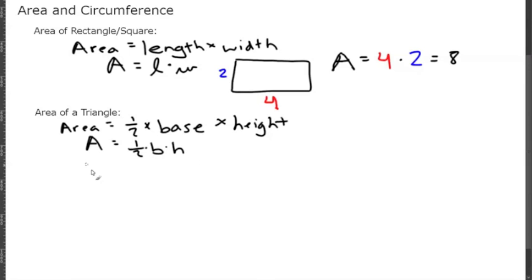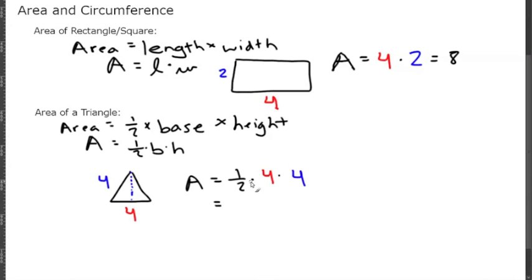So let's look at a triangle. For this triangle, we're going to say that the base is 4, and we're also going to say that the height is also 4, which is this distance here that I represented with the dotted blue line. So our formula is going to be A equals 1 half times the base, which is 4, times the height, which is also 4.